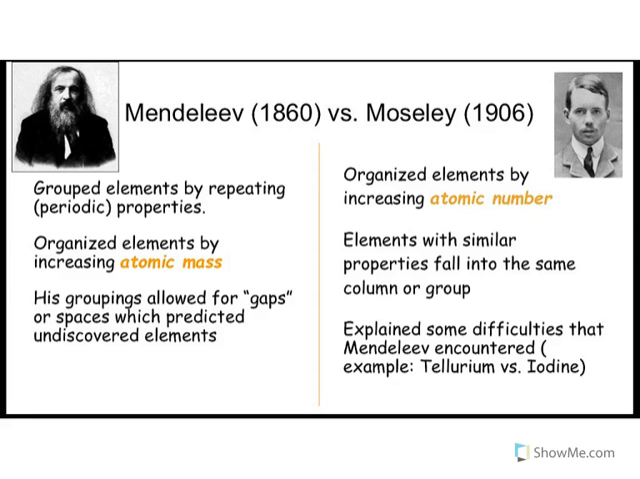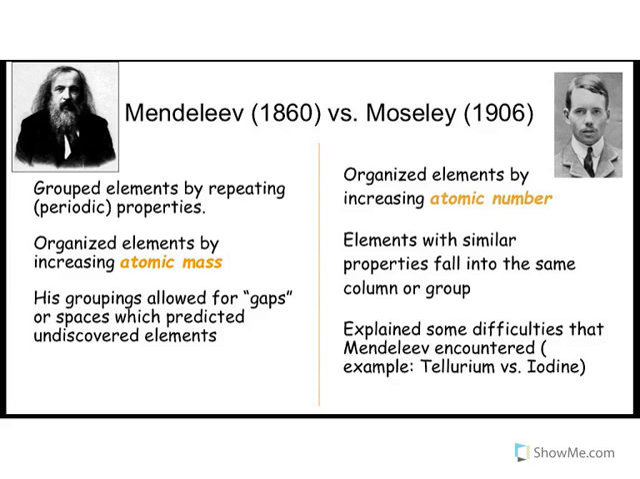He allowed gaps in his cards, which later actually were filled by elements that were discovered after his periodic table was put together. After Mendeleev came Moseley, and he organized the elements by increasing atomic number. Today we do use increasing atomic number to organize our periodic table. And he found that elements with similar properties fall into the same column or group. Another word for that is families.